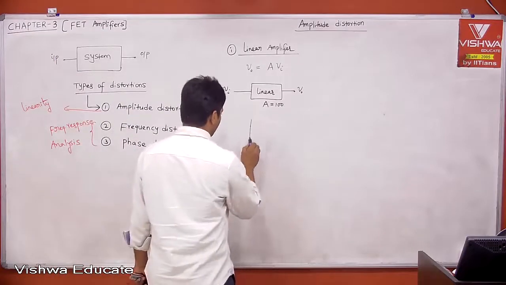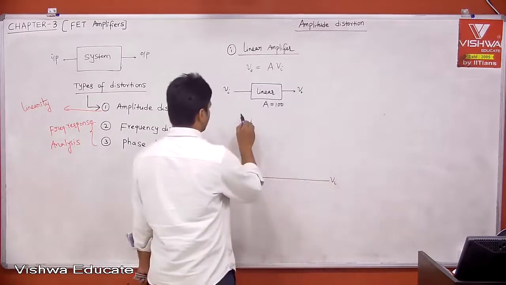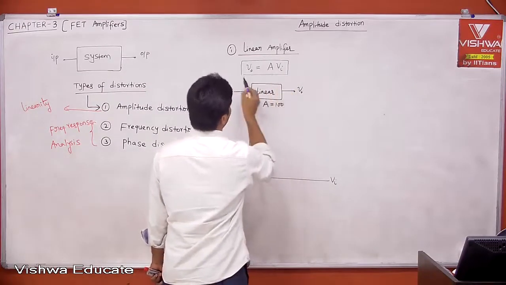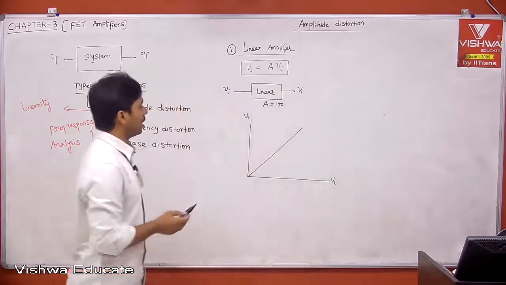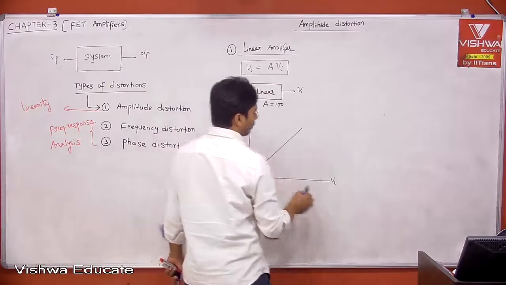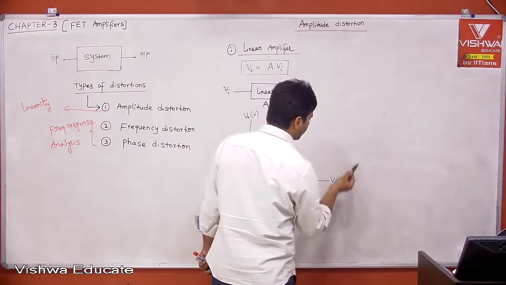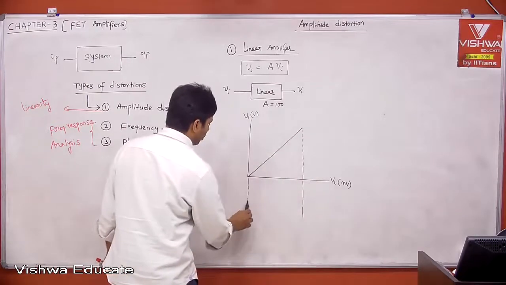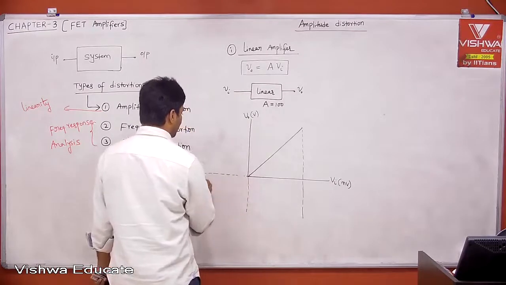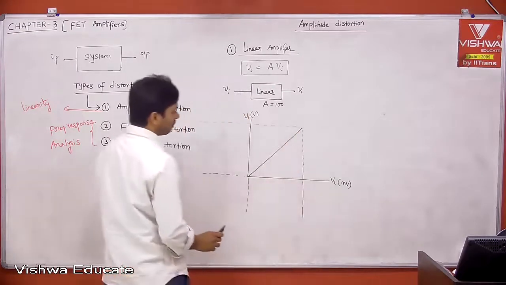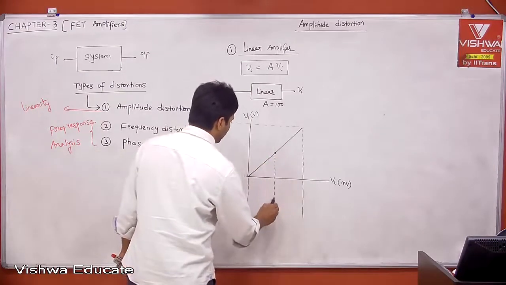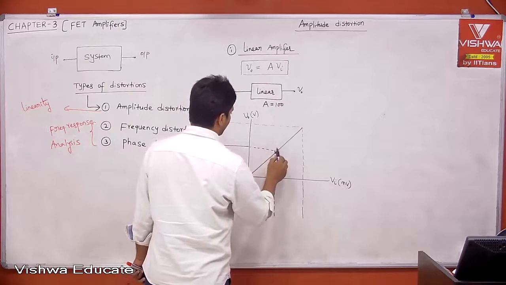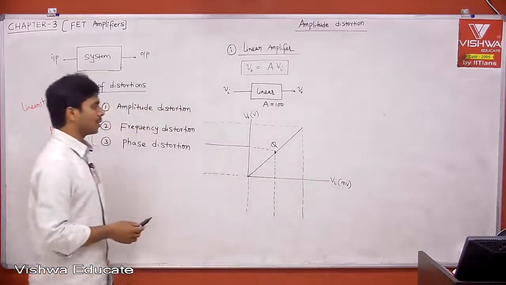If I plot, this is your Vi and this is your V0. Because V0 is equal to A into Vi, this is nothing but a linear equation, Y is equal to Mx. Let us take V0 in volt scale and Vi in millivolt scale. Let us say this is the maximum input you can give, and this is the minimum input. Then corresponding to input, this is the minimum output, and this is the maximum output. Let us define operating point. When input is defined with some bias voltage, then the output is also defined with some bias voltage. This is what people call the operating point Q.